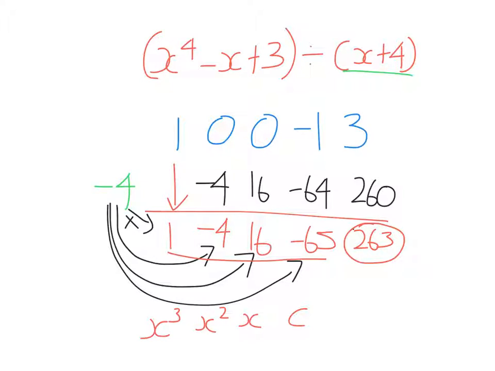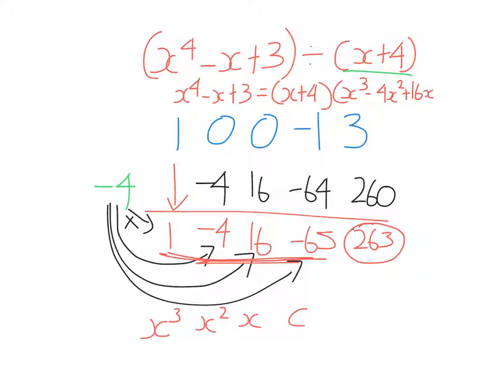So what I've found out is that my original polynomial, x to the power of 4 minus x plus 3, is equal to x plus 4 multiplied by this polynomial here with these coefficients. So it's going to be x cubed minus 4x squared plus 16x minus 65, and there's a big remainder here, and that is plus 263. This time, x plus 4 was not a factor of the polynomial I started with.